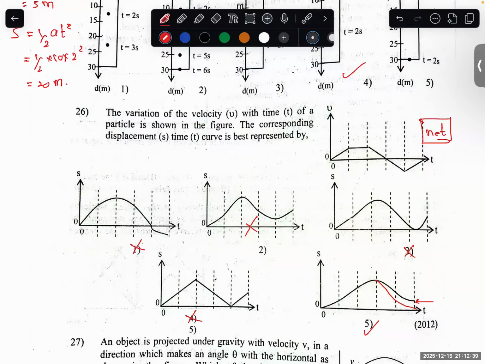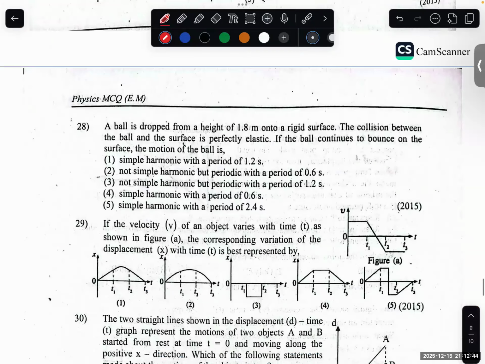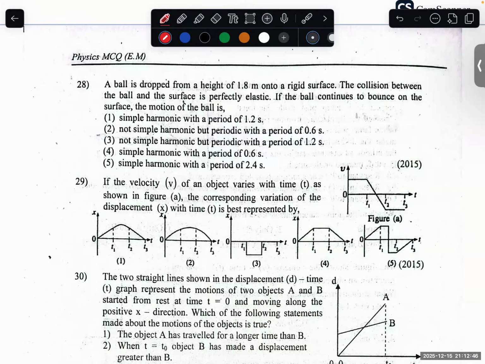Yeah. Next question, I think same projectile motion. 28th question. It's a bit, but you have studied SHM, simple harmonic motion, so I can explain that to you.